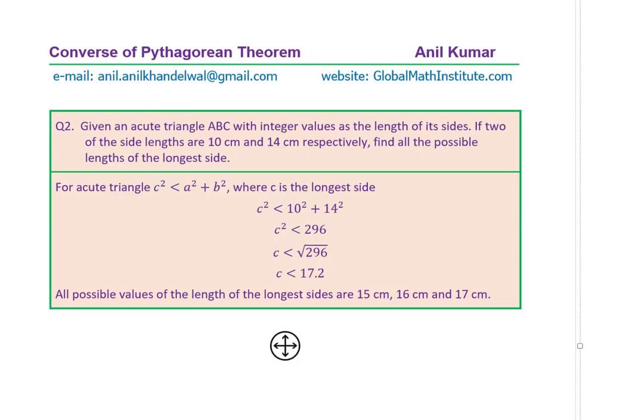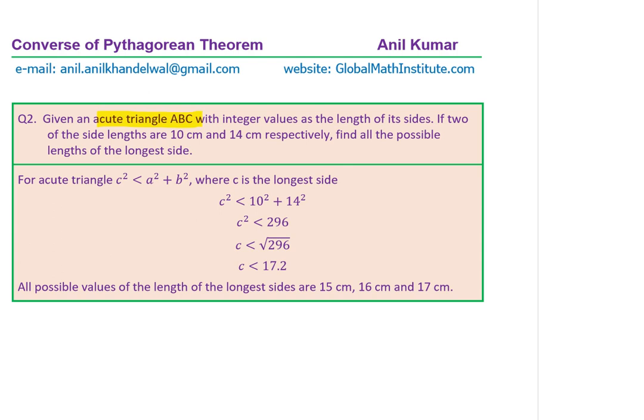Now let's look into question number 2. Question number 2 here is, given an acute triangle, so we are already given acute triangle ABC with integer value of the sides. If two of the sides are of length 10 and 14 centimeter respectively, find all possible lengths of the longest side. So here we are given two sides.